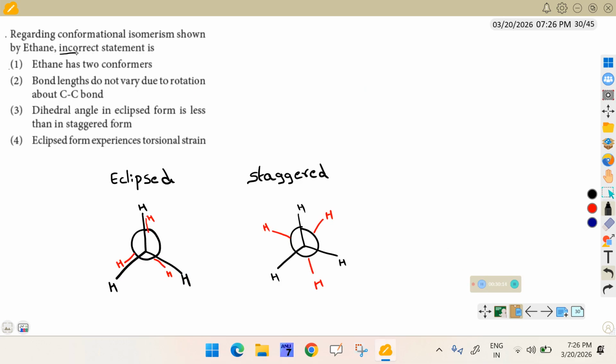Incorrect statement among the following. Ethane has two conformers. No, ethane has an infinite number of conformers. Among those, the important ones are staggered and eclipsed. Between staggered and eclipsed, the possible conformers are called skew conformers. So the incorrect statement is the first option. The remaining statements are correct. Check your NCERT.